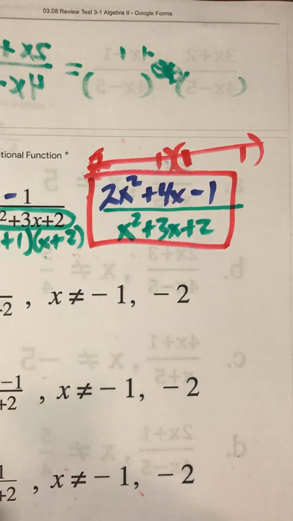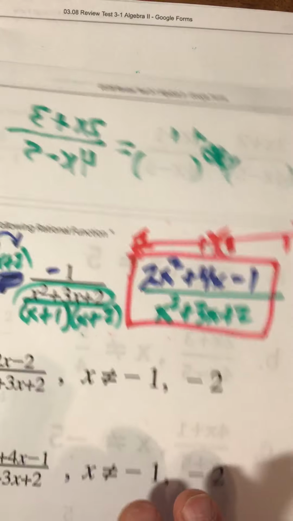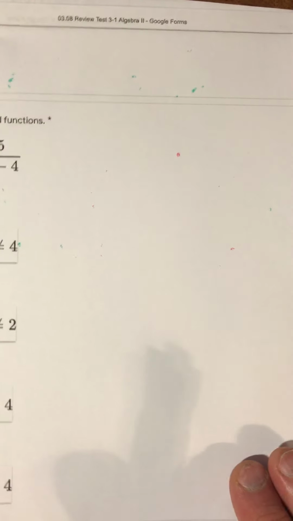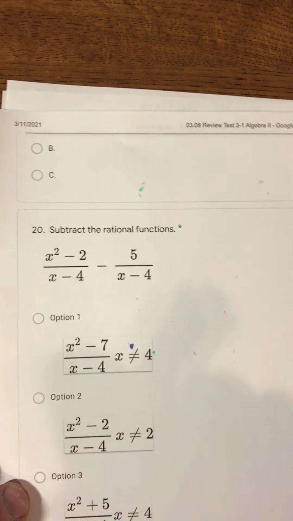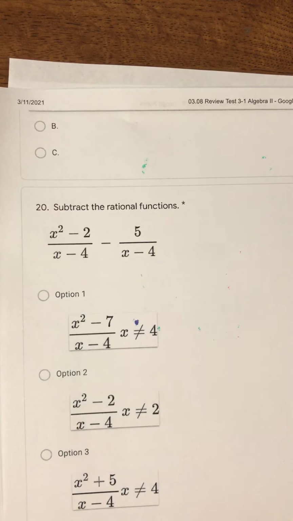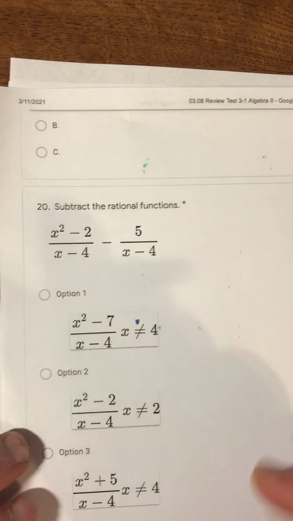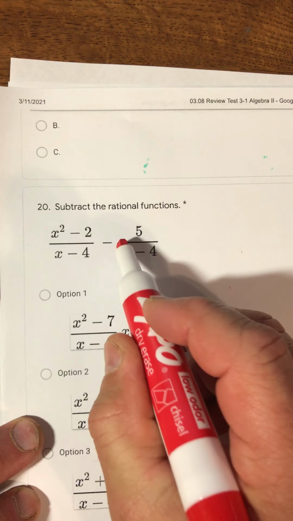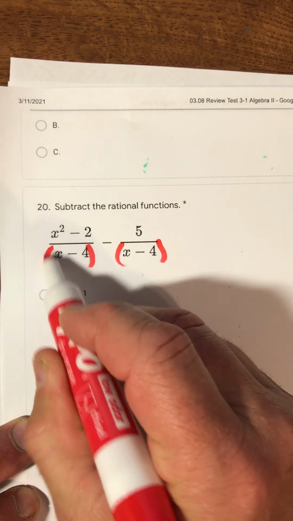Okay? All right. Moving to 20, and then we are done. Okay? Number 20, we're subtracting fractions. In order to subtract, you must have a common denominator, and we do.